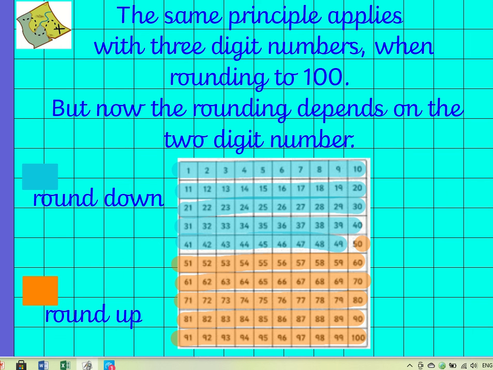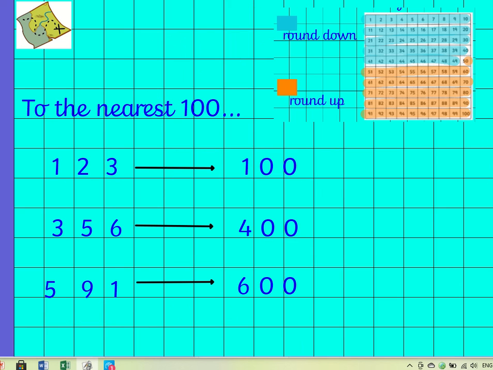When you move on to your second challenge, it's the same sort of principle, but now we are looking at 3-digit numbers, so it is the tens and ones amount you need to look to. And if it ends with 49 or less, you need to round down to the nearest 100. If it ends with 50 or more, you need to round up. So here are my examples.